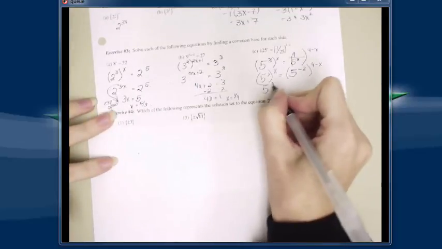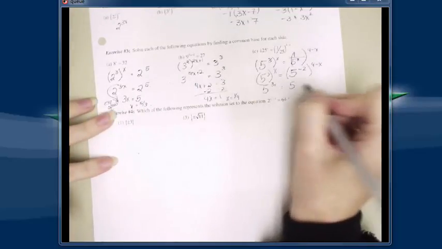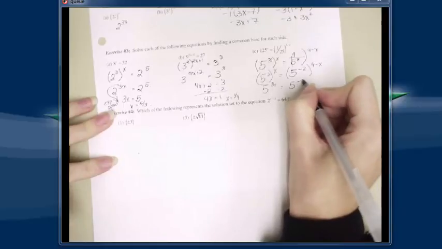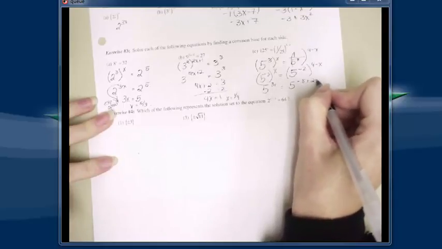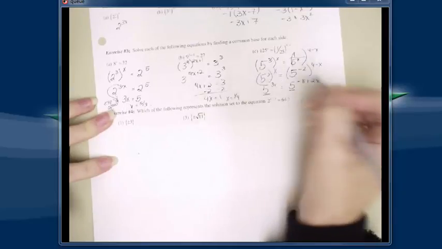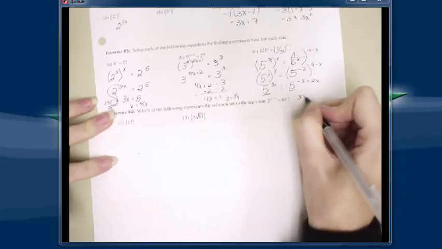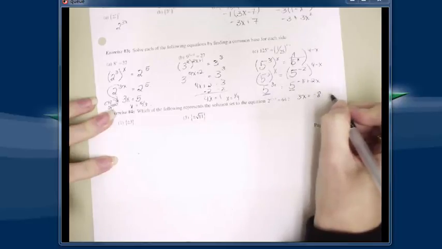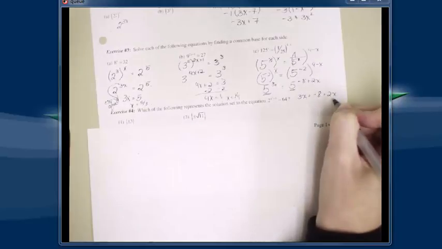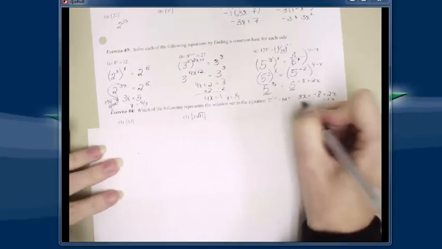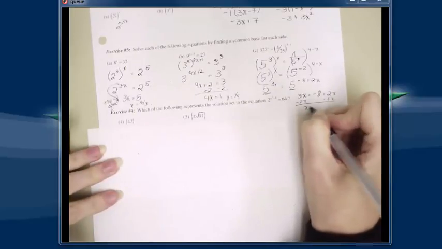So 5 to the 3x. And here I have 5 to the negative 8 plus 2x. Same spot here, bases are equal, expressions are equal. I can say 3x equals negative 8 plus 2x. I'm going to subtract the 2x here, and I get x equals negative 8. Lastly, I'd like you to do number 4.